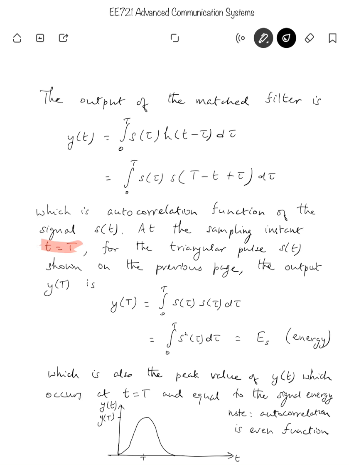And as you know from the properties of the autocorrelation function, it is an even function and has a maximum value at a shift of 0, which is this case. That maximum value turns out to be the energy of the signal, the integral of s square of tau. So the peak value, which is the output of the matched filter at the sampling instant capital T, is equal to the energy of the signal.